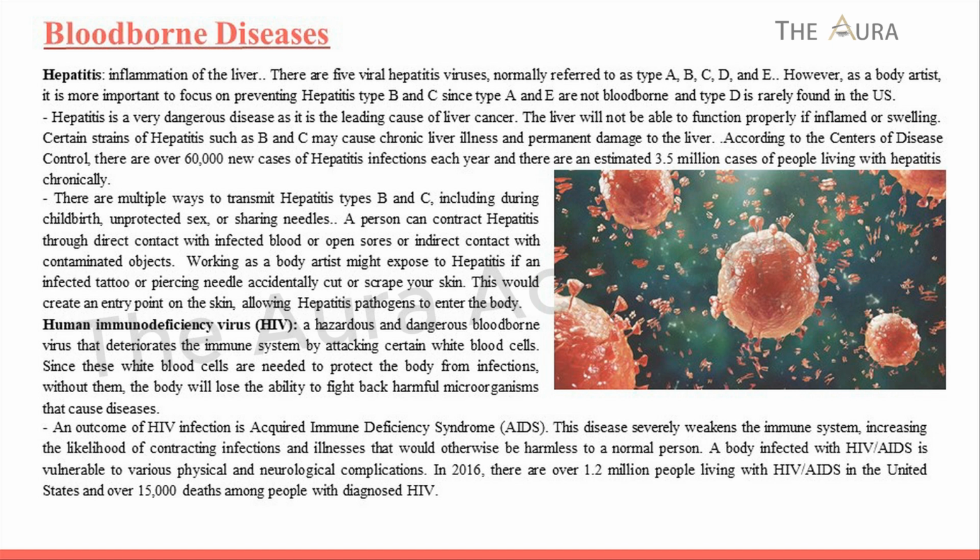An outcome of HIV infection is acquired immune deficiency syndrome (AIDS). This disease severely weakens the immune system, increasing the likelihood of contracting infections and illnesses that would otherwise be harmless to a normal person. A body infected with HIV/AIDS is vulnerable to various physical and neurological complications. In 2016, there were over 1.2 million people living with HIV/AIDS in the United States and over 15,000 deaths among people with diagnosed HIV.